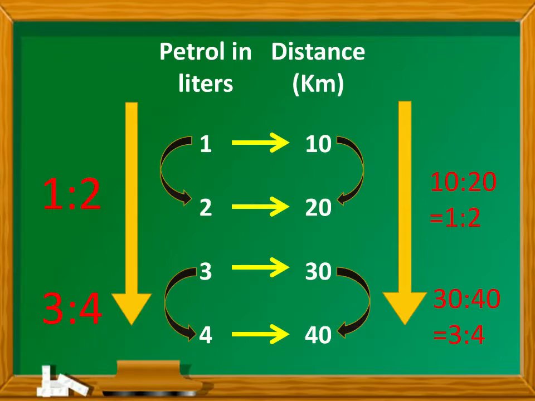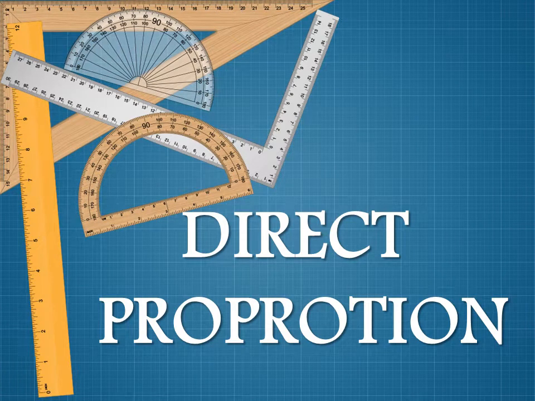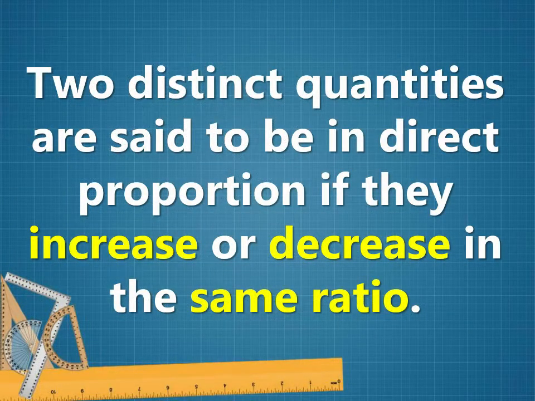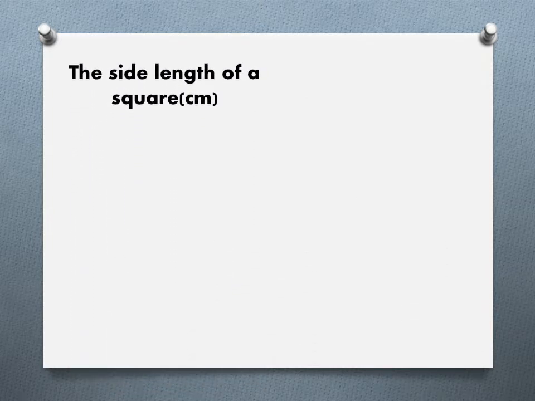So, this type of relationship is called direct proportion. That is our main topic. Right. What did we learn now? So, what is direct proportion? Two distinct quantities are said to be in direct proportion if they increase or decrease in the same ratio. I will explain it to you by using another example.